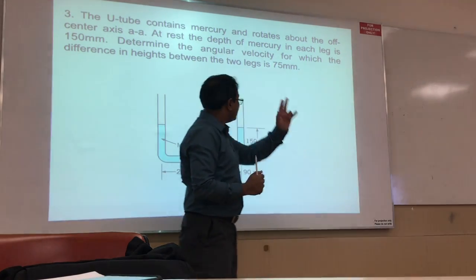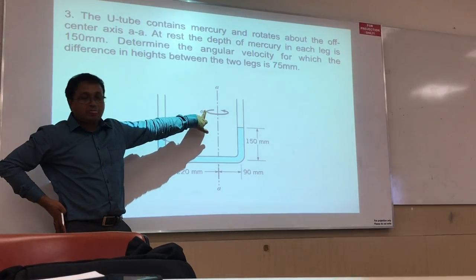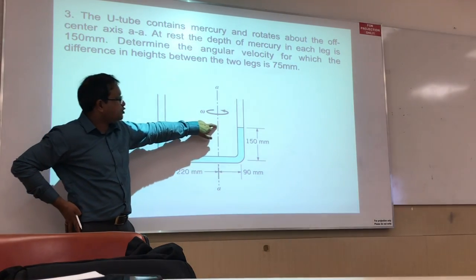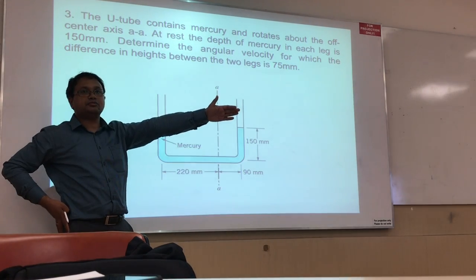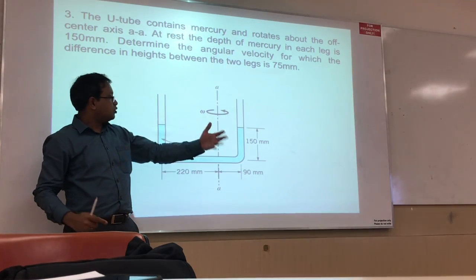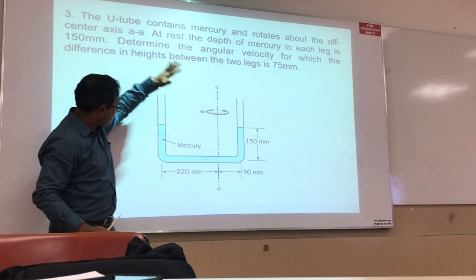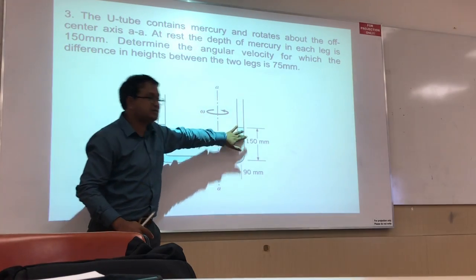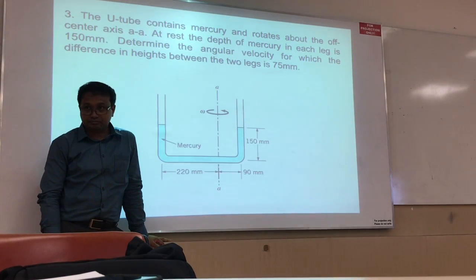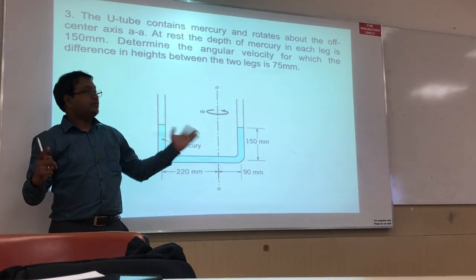That means angular velocity is omega. And from here to here is, I assume, in the radial direction. Moving in the radial direction, right? Yes. So I can tell you the pressure difference between this leg and that leg is 75 mm. This is the question. You have to find the value of omega.